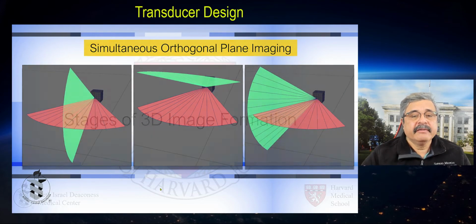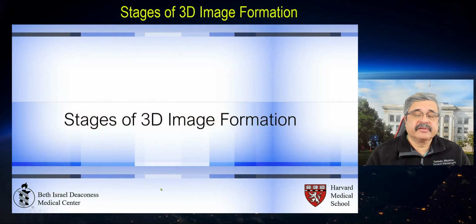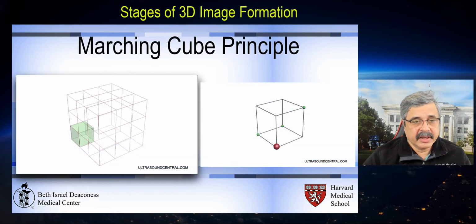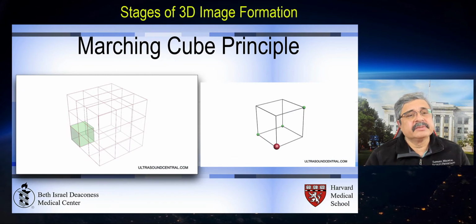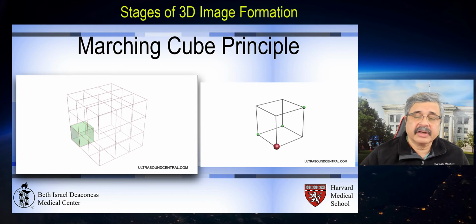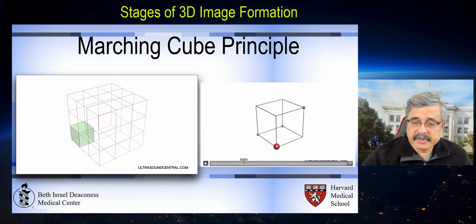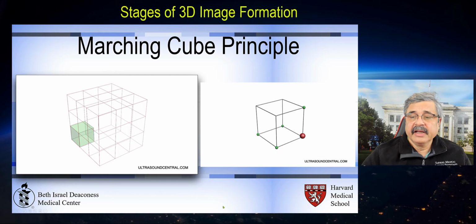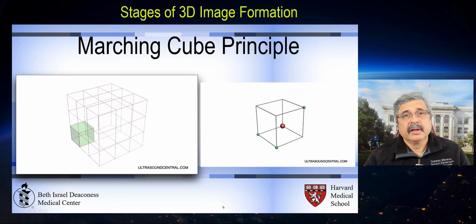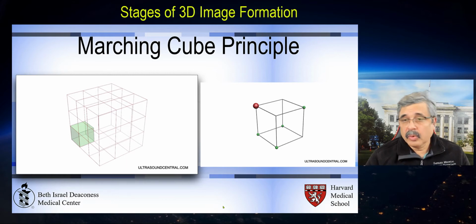Now, having said this, what are the stages of 3D image formation? Because that's where the devil lies in the details of what the limitations of three-dimensional imaging are. Three-dimensional imaging is based on a very famous mathematical principle of three-dimensional reconstruction, called the marching cube principle, which means every complex surface is divided into multiple cubes, and for each cube it is determined what part of that surface is within the cube, what is intersecting the cube, and what is outside the cube.